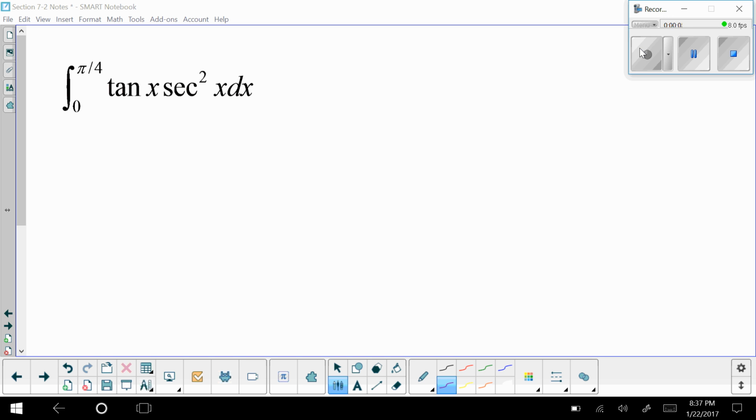So the integration by substitution that we've done so far has been with indefinite integrals. There's one thing we do have to take into account when we work on definite integrals with substitution. So here I have the integral from 0 to pi over 4 of tangent x secant squared x dx. This is one of those problems where there are actually two different correct u substitutions we could do.